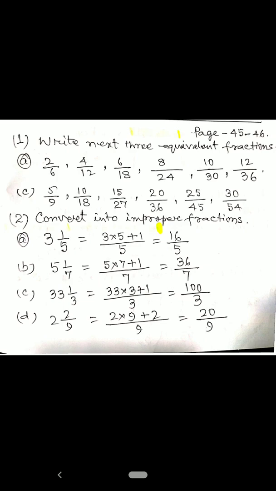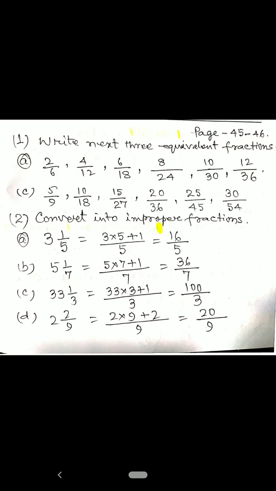5 whole 1 by 7. 5 multiplied by 7 plus 1 by 7, that is 35 plus 1, 36 by 7. 33 whole 1 by 3. 33 multiplied by 3 plus 1. 33 multiplied by 3 is 99, plus 1, 100 by 3. 2 whole 2 by 9. 2 multiplied by 9 plus 2. 2 nines are 18, plus 2, 20 by 9.